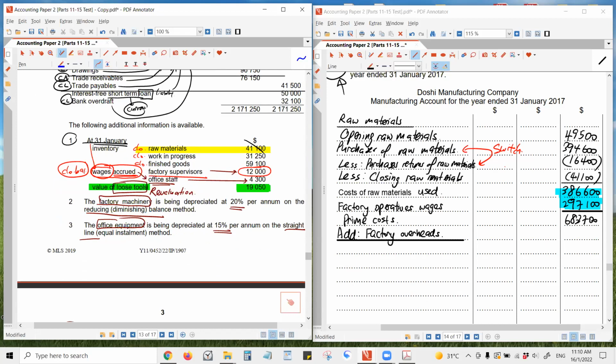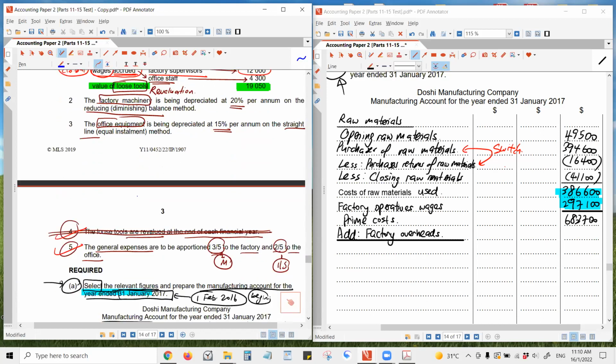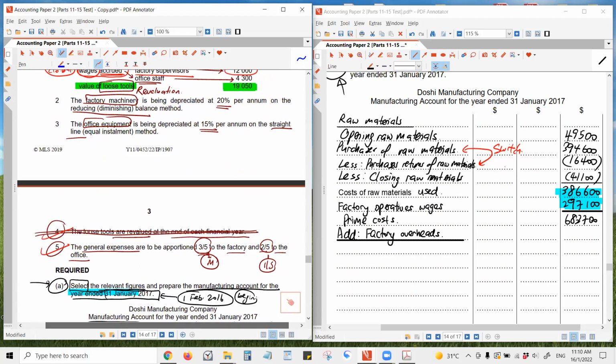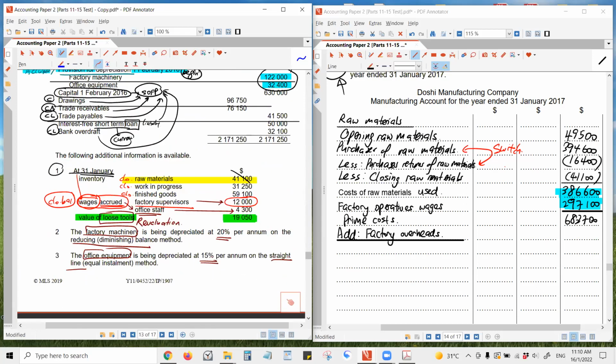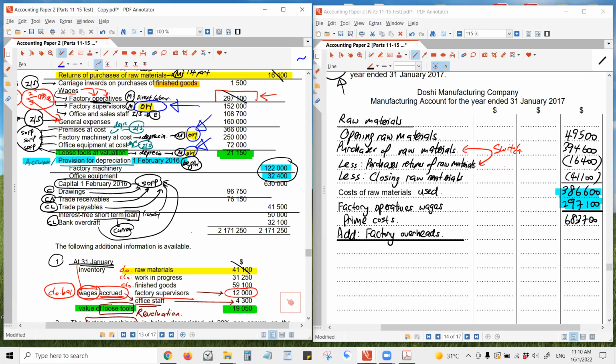Work in progress here, you have finished goods. Okay, general expenses. Information number 5 tells us that 3/5 of general expenses goes to the manufacturing account. General expenses, if it is linked to the factory, is an overhead, yeah. So here is one more. So how many overheads in total? General expenses and the 2 depreciation amounts, and then the factory supervisor wages.